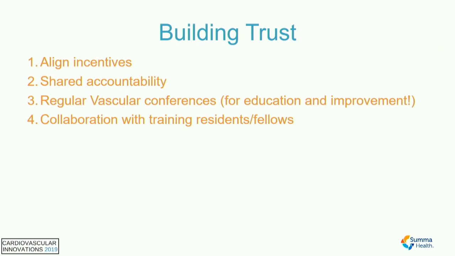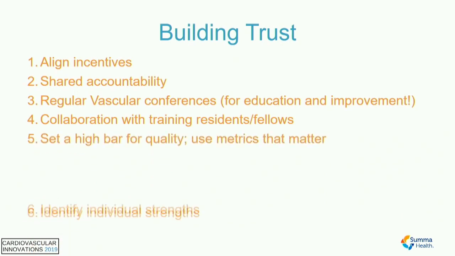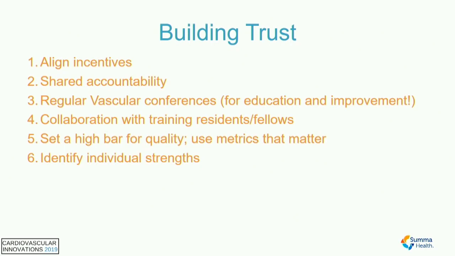Collaboration with training residents and fellows. I heard a talk during this conference where one of the cardiologists said that they share with their vascular surgeons, residents and fellows going back and forth and training with both, and they found that that was extremely helpful. And a lot of programs do not do this. And I think we can often learn from each other in different specialties. Set a high bar for quality, use metrics that matter, so you're providing good outcomes for the patients.